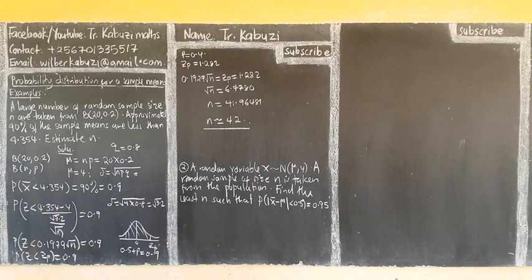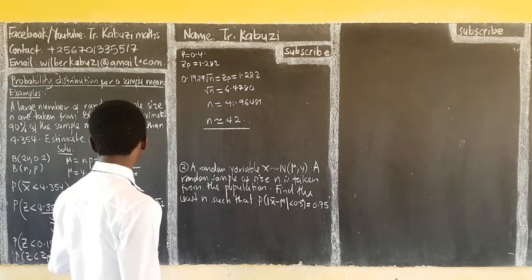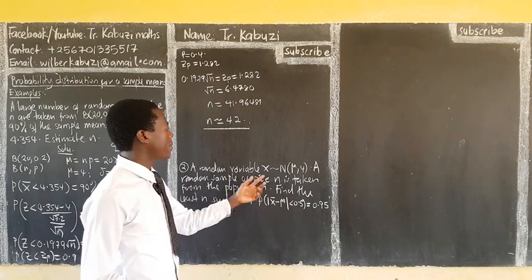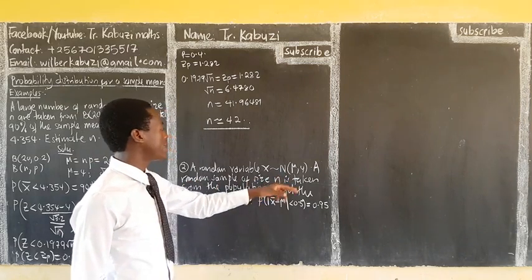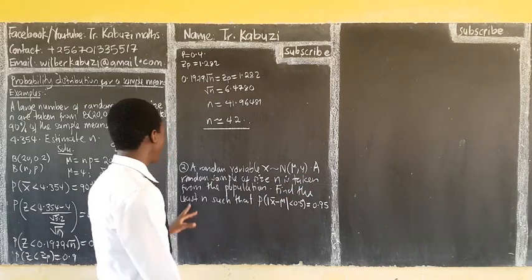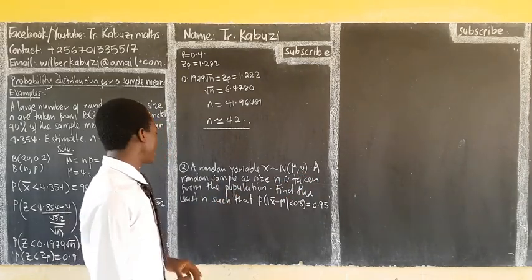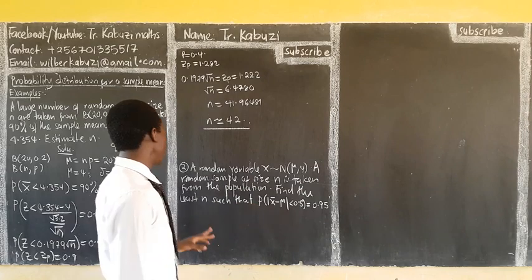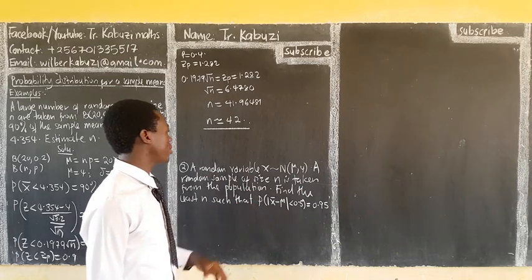Now, that's how we handle this. If they are giving us a binomial, that's the way to go. As simple as that. Now, what happens to this? We come to a random variable x. This one shows it's normally distributed with mean mu and then variance. A random sample of size n is taken from a population. Find the least n so that this is equal to this.